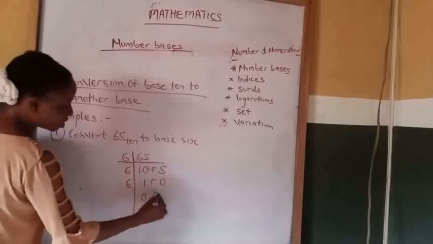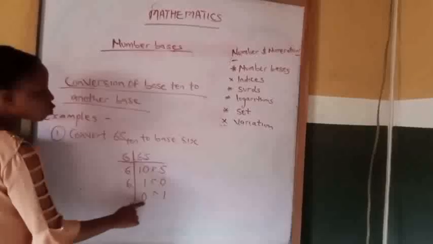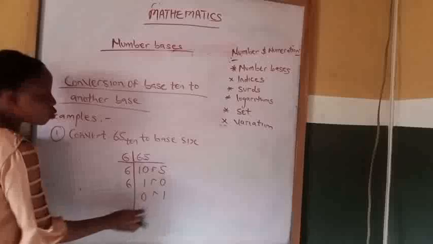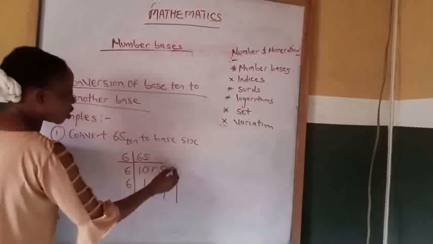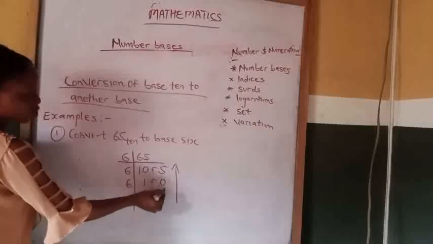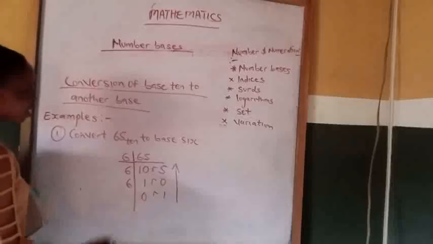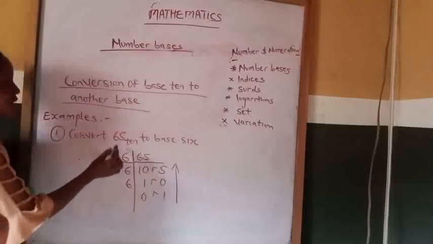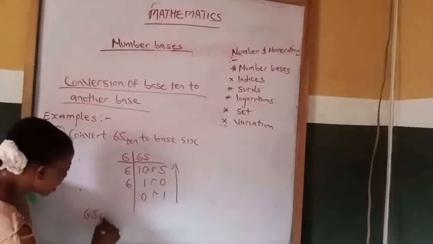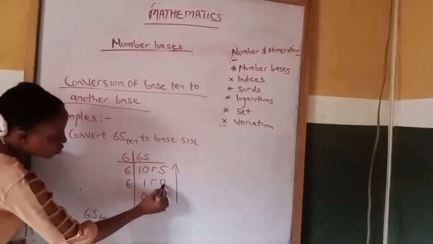What will remain is still 1. You stop when your quotient is 0. So the resulting solution will be the upward collection of your remainders. Your remainders are your answer. So 65 base 10 to base 6 will be equal to 105.